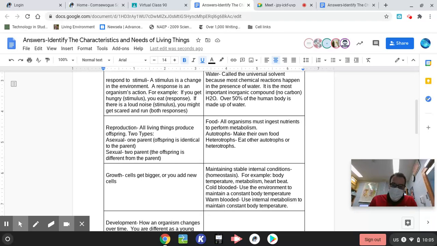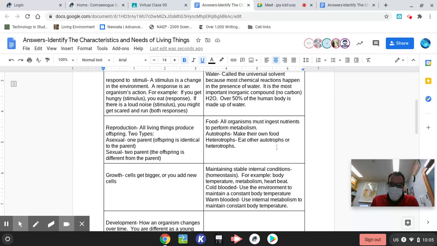Two very, very important terms you'll need to know this year, autotrophs and heterotrophs. The word auto means by itself, like an automobile. The suffix troph means food. So organisms that are autotrophs make their own food. Hetero means other, and troph means food. So organisms that eat other things are heterotrophs, right?